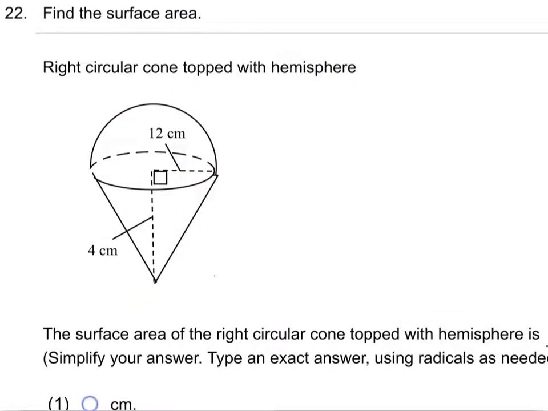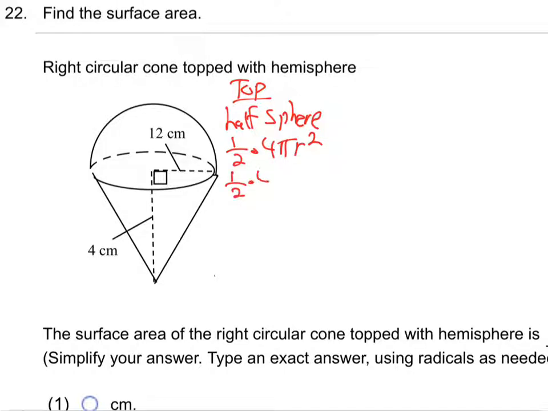And now here is another tricky one. How are we going to do this one? Well, we have, again, some different pieces. The top is, again, a half sphere. So we know how to handle a half sphere. We just did it. It's half of 4 pi r squared. That's half of the surface area of a whole sphere. So that's a half times 4 times pi.